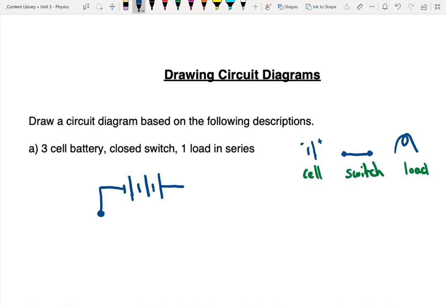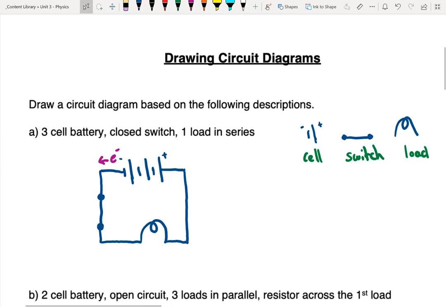Again, your design may look slightly different, but there's a couple key things that we need to have. Our 3-cell battery, our switch that is closed, and it needs to come back around. Wherever you put your load is up to you. However, it needs to be in series, so we need to have only one pathway for the electrons to flow. So I'm just going to place it right here. And then we have our wires connecting back up so that the electrons can flow from our negative end all the way back to our positive end. Again, it's up to you where you put that load, but the idea is that it has to be in series, so there can only be one pathway. So that is the first one.